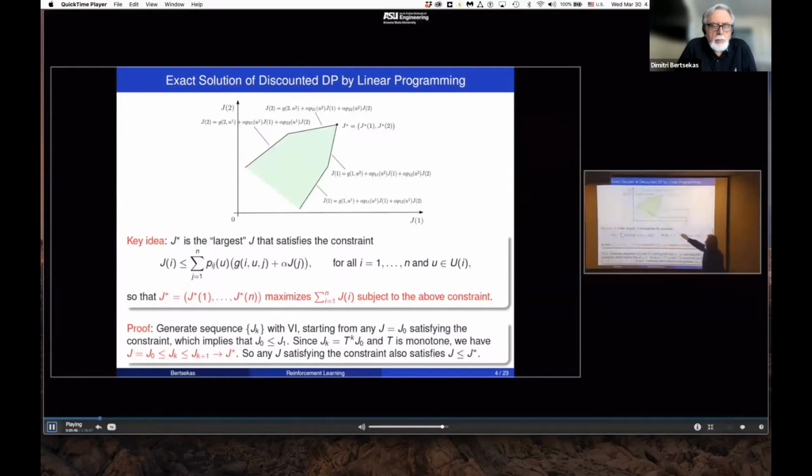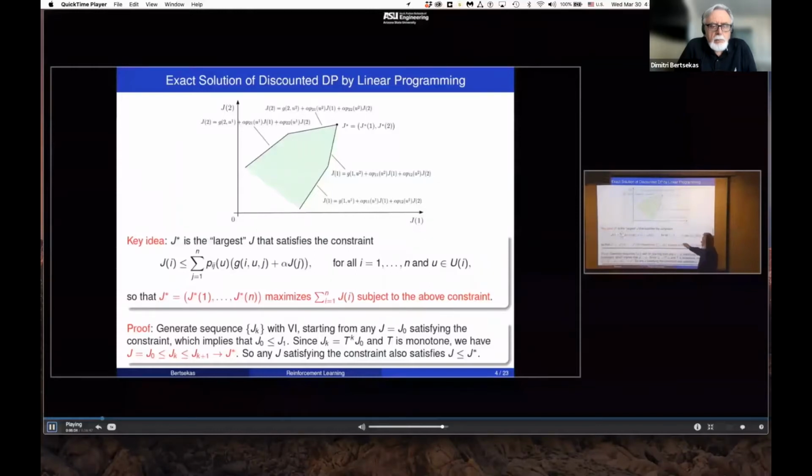Every one of these J's is going to be moving to the northeast. And you can also see that it stays in here in the polyhedron, but that's not important. What's important is that value iteration converges to J star. Therefore, every J within this green polyhedron lies to the southwest of J star, okay? And J star also satisfies this inequality, obviously, by Bellman's equation. So J star lies on the green polyhedron, and everything else in the green polyhedron is below and to the southwest. That's the proof.